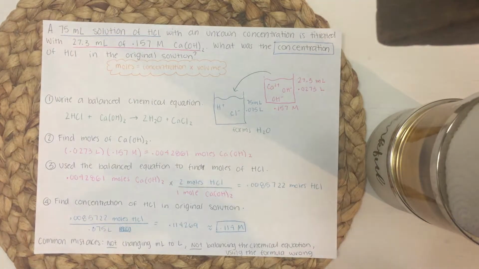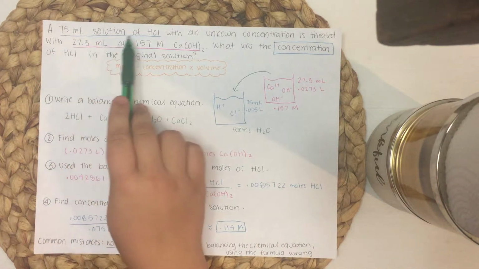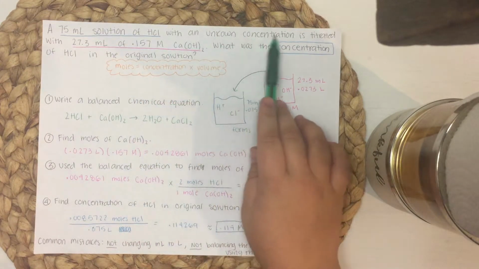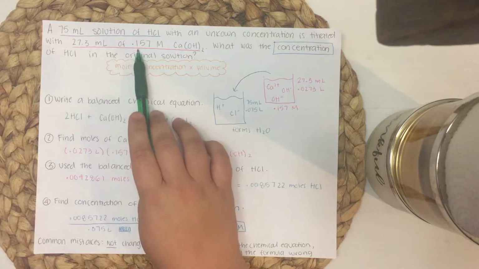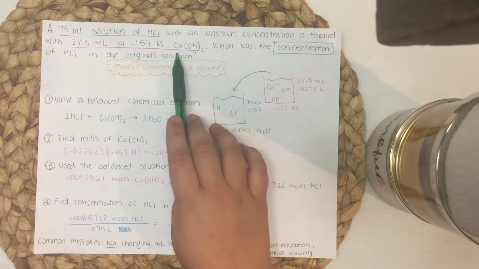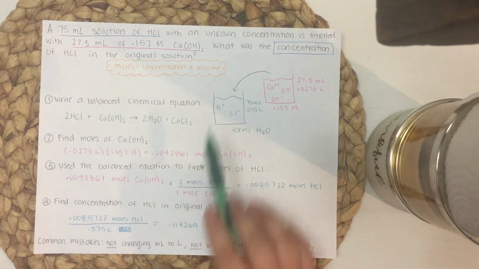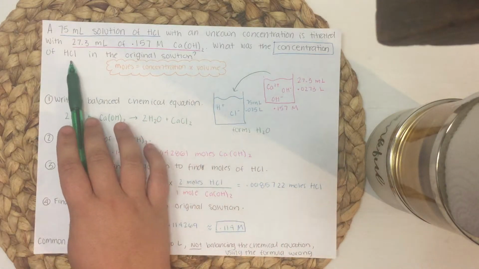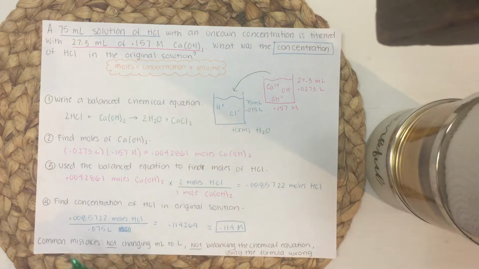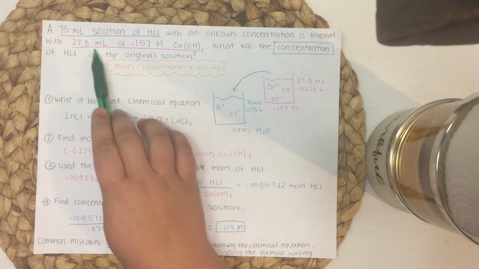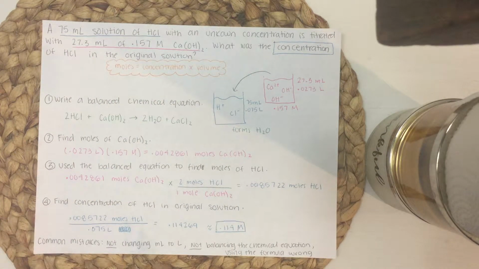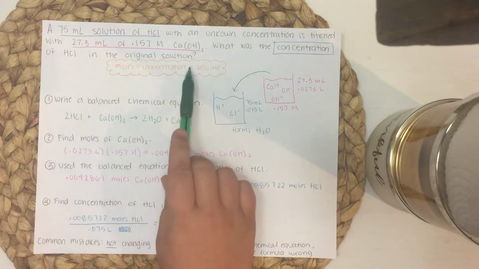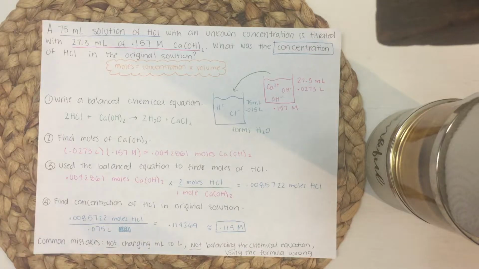So the problem reads, a 75 milliliter solution of hydrochloric acid with an unknown concentration is titrated with 27.3 milliliters of 1.57 concentration of calcium hydroxide. What was the concentration of hydrochloric acid in the original solution? So we should pick out that they are giving us volume and concentration, so we know that we're going to have to use the formula that states moles equals concentration times volume, so just keep that in mind.